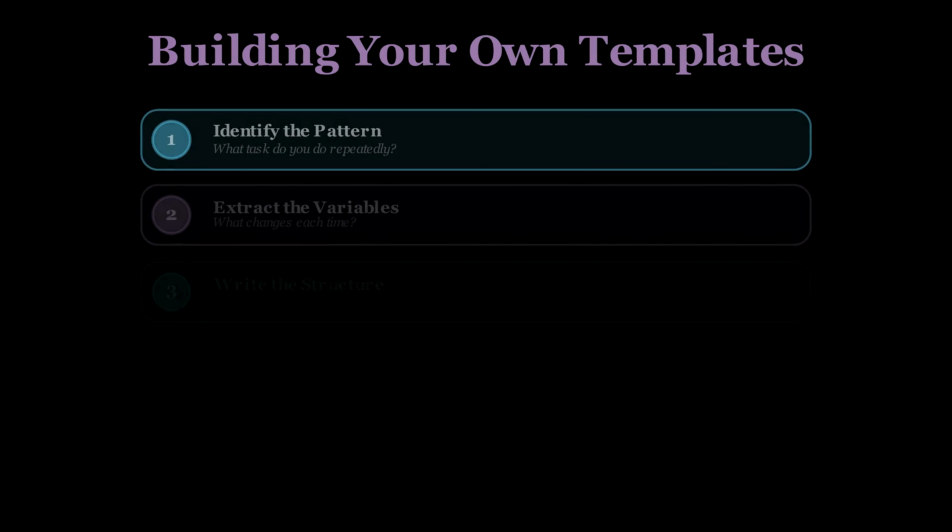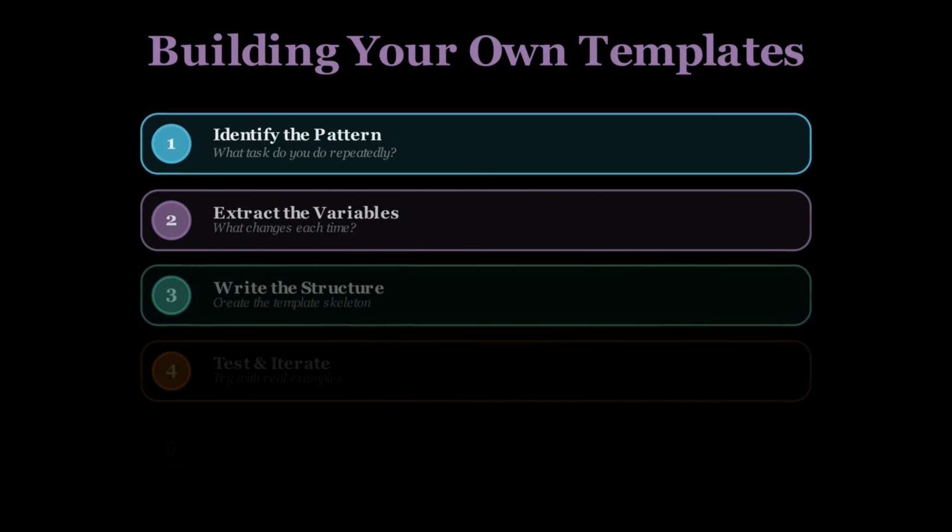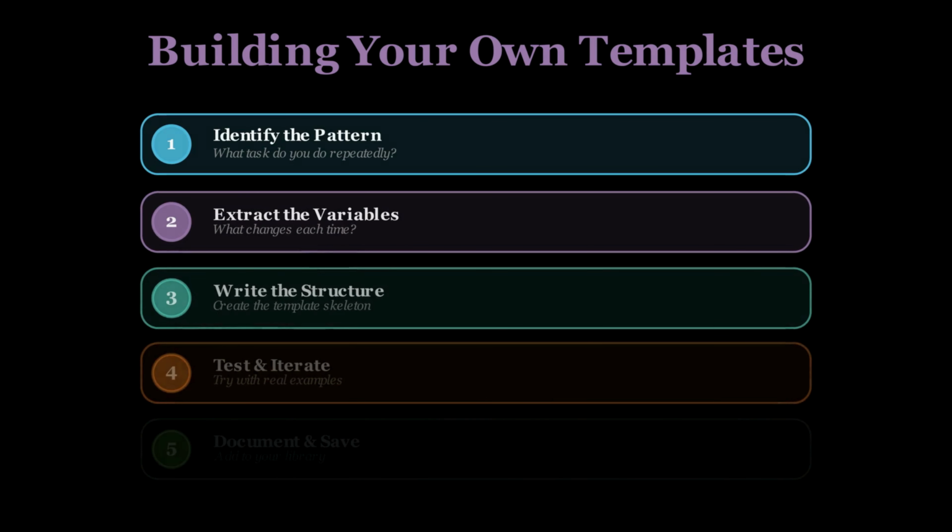Now let's learn how to build your own custom templates. Follow this 5-step process. Step 1. Identify the pattern. What task do you do repeatedly? Step 2. Extract the variables. What changes each time? Step 3. Write the structure. Create the template skeleton.